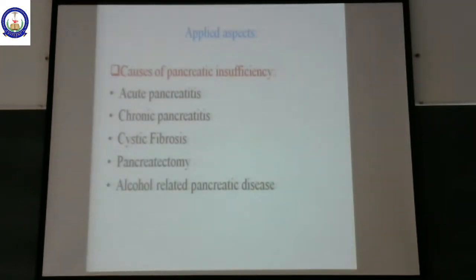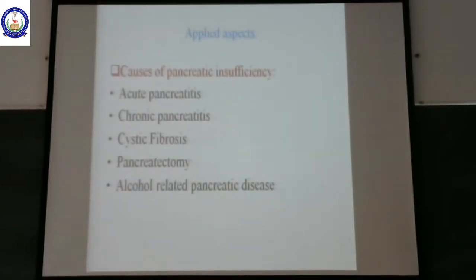Acute pancreatitis, it is an acute inflammation of the pancreas. So whenever there is acute inflammation, there is release of trypsin. Trypsin gets auto-activated and there can occur autodigestion of the pancreas by the trypsin.